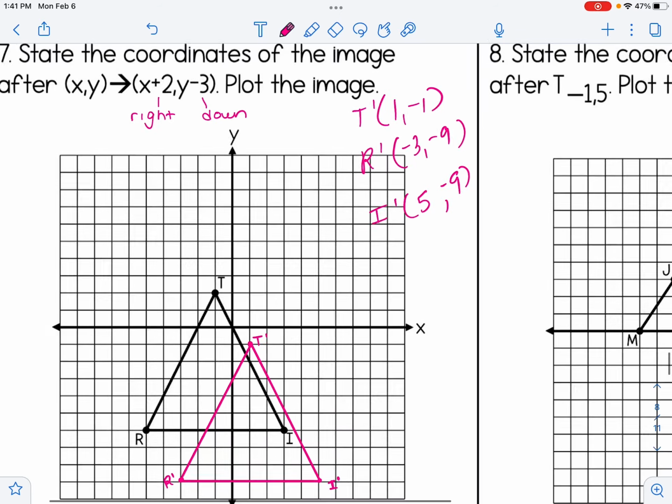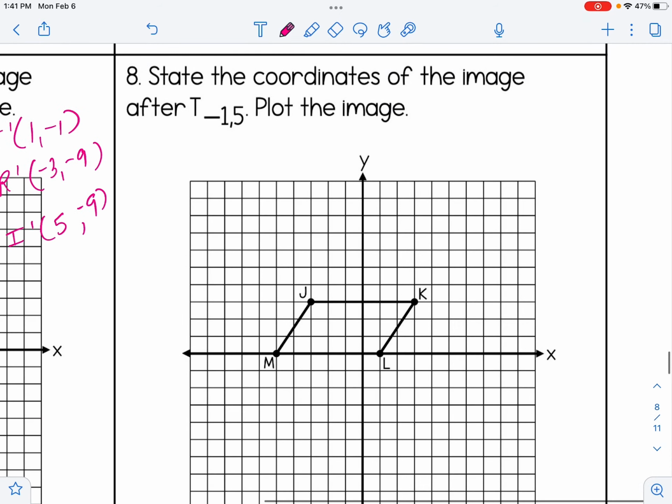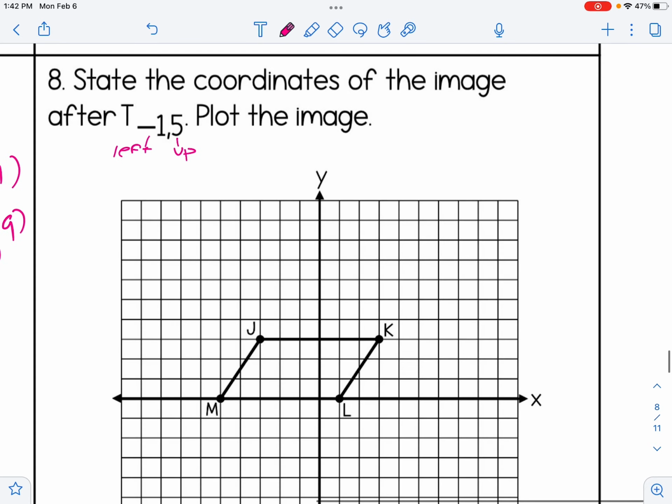All right, for our last problem, we're going to do the same thing. We are now going to do a translation of (negative 1, 5). That means we are moving left and up, and we're going to write those coordinates too. So let's start with a point. Let's say I start with J: left 1, up 5. That gives me J prime. Let's continue doing that for the 3 remaining points.